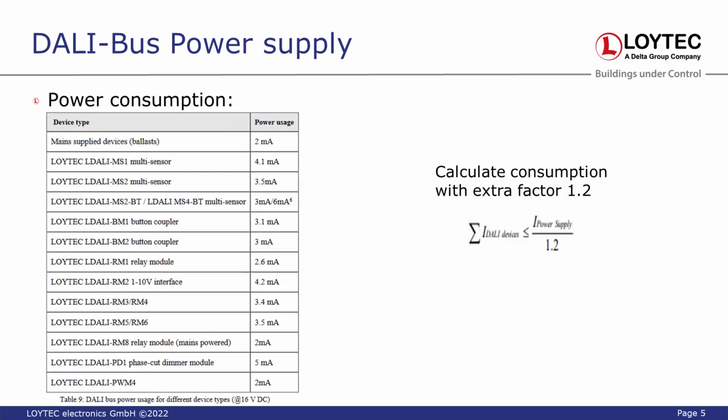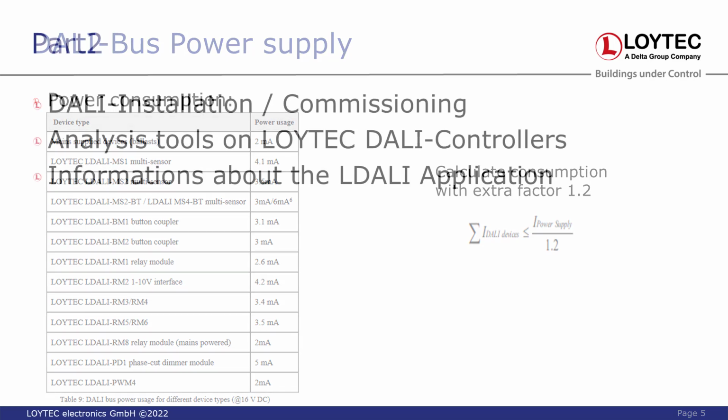Under the following table you are able to see the typical usage of a DALI device on the bus. Please be aware that this usage must be multiplied with a factor of 1.2 for the times when there is no communication on the bus. This information is helpful when planning the dimension of the bus power supply.